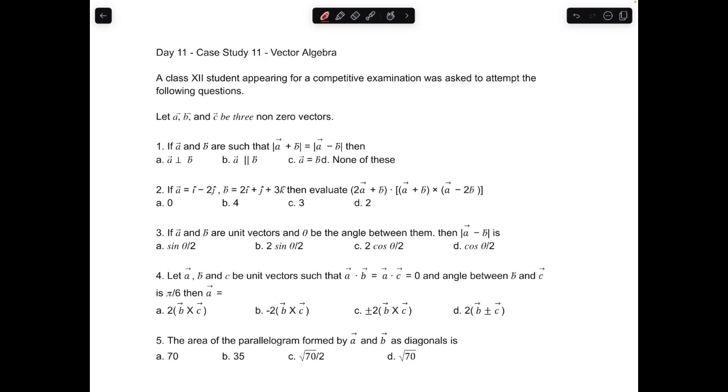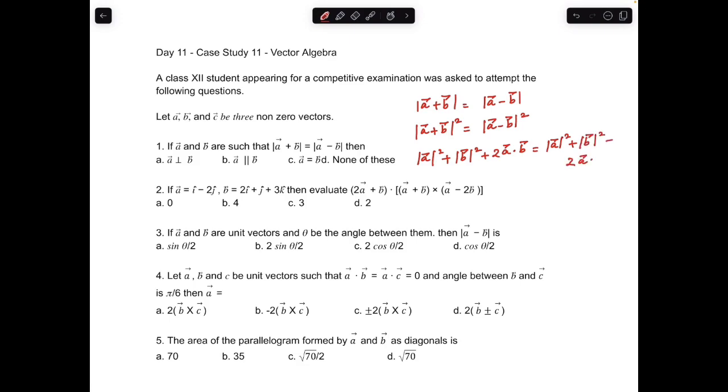Right. So given to us is magnitude of A plus B is equal to magnitude of A minus B. Squaring on both sides, magnitude of A plus B the whole square is equal to magnitude of A minus B the whole square, which is equal to A square plus B square plus 2AB, which is equal to again A square plus B square minus 2AB.